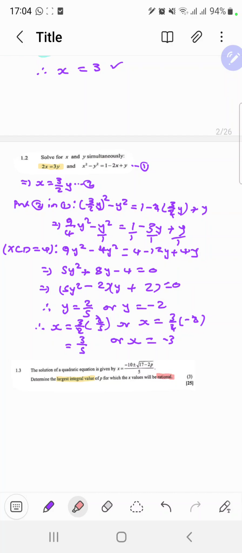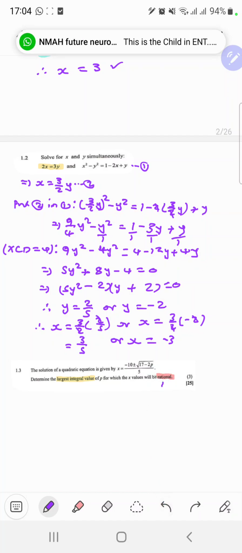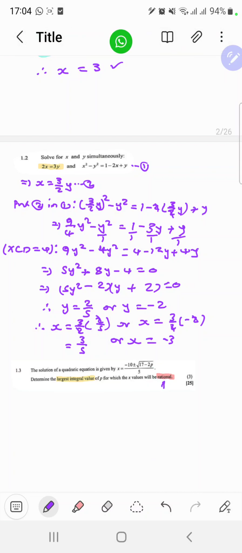Okay, so this is basically a question on the nature of the roots. So the question is, when do we get rational roots? You know very well that, for the roots to be rational, it means the discriminant. We can just say, for rational roots, it implies that the discriminant delta must be greater than or equal to 0.